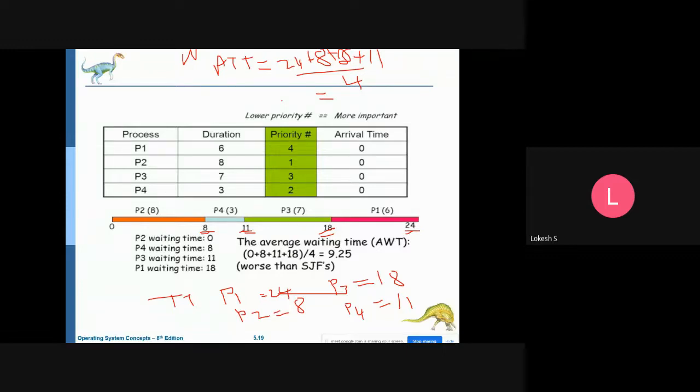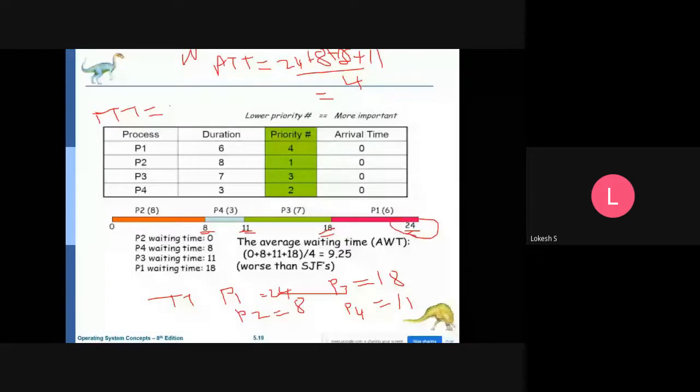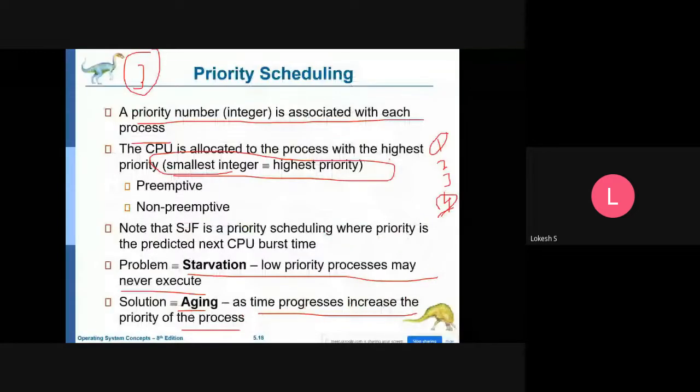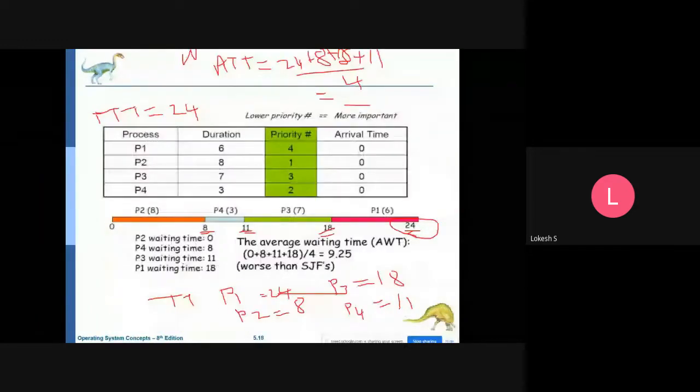Next, you are going to find the total turnaround time, so triple T. You are going to find the total turnaround time is 24, or the 24th second, when all the processes complete their job. So for the average turnaround time, you need to find the total: 24 plus 8 plus 18 plus 11 divided by 4. That is the result. So this is the priority queue. Which one you need to execute is based only upon the priority. Okay. Next.